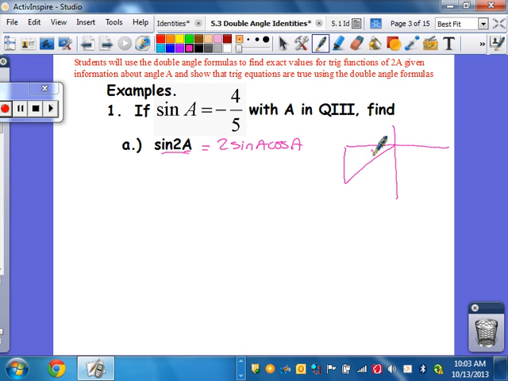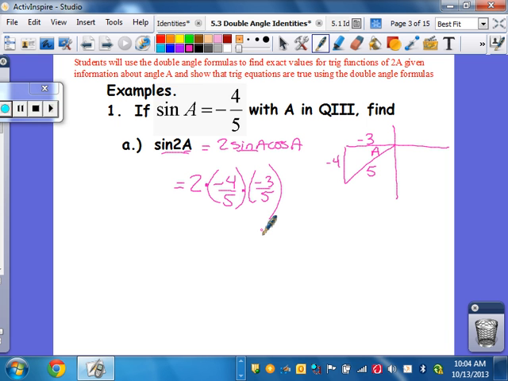Quadrant 3. Here's my a. Sine is negative 4 over 5. That makes this one negative 3 using Pythagorean theorem. And now you just dump it in again. It's a plug and chug type chapter. What is sine a? Well, they give that to you. It's negative 4 over 5 times, what is my cosine a? Negative 3 over 5. And then you just simplify.